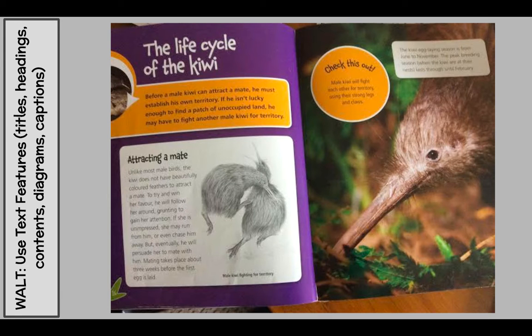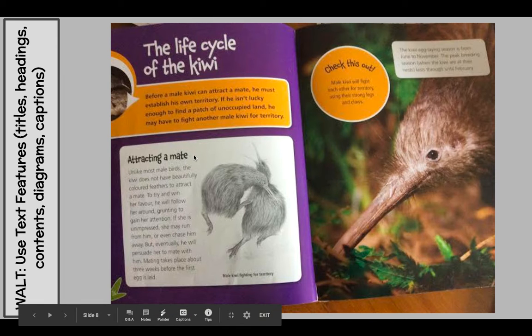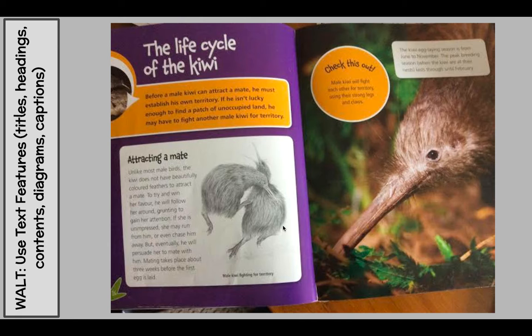Okay, the life cycle. Check out, can you see the font? Okay, clear, and the information underneath it, and it gives us a lovely little sketch here that shows the males fighting. Maybe they couldn't find a photo, so they've actually put a little sketch in there. Check this out, and here's a little bit of really important information.